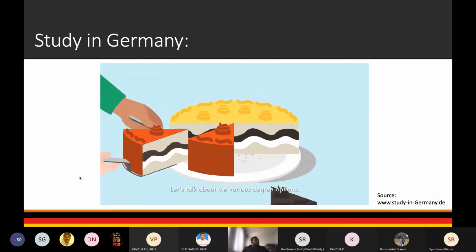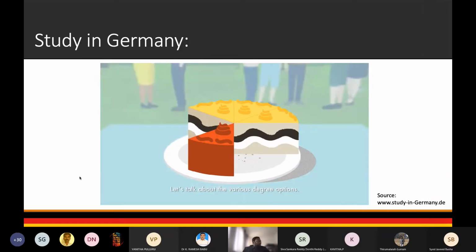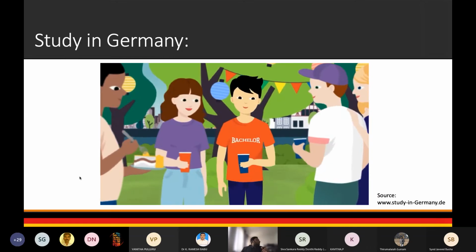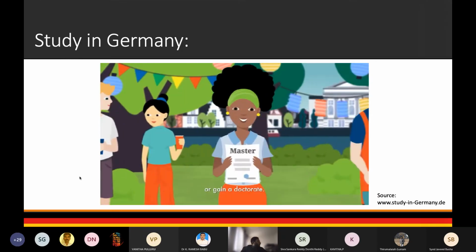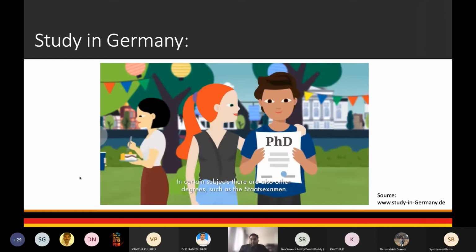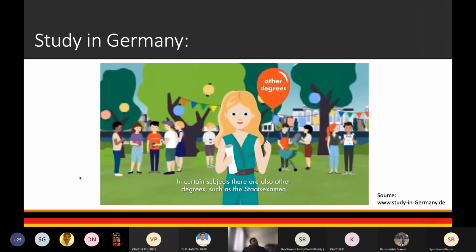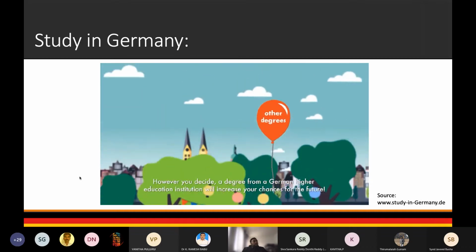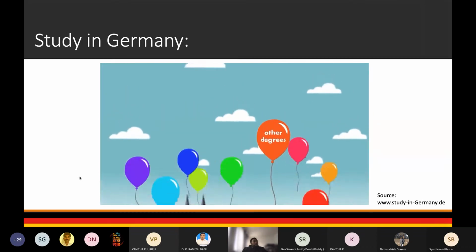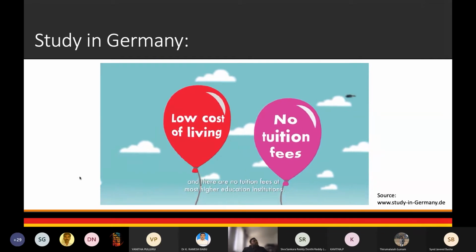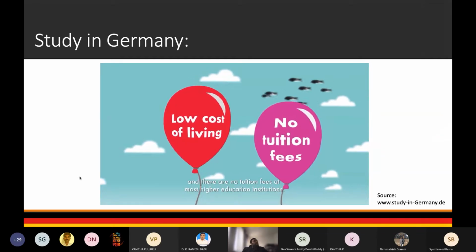Let's talk about the various degree options. You can do a bachelor's degree, a master's, or gain a doctorate. In certain subjects, there are also other degrees, such as the Staatsexamen. However you decide, a degree from a German higher education institution will increase your chances for the future. The cost of living in Germany is moderate compared with other countries around the world, and there are no tuition fees at most higher education institutions.